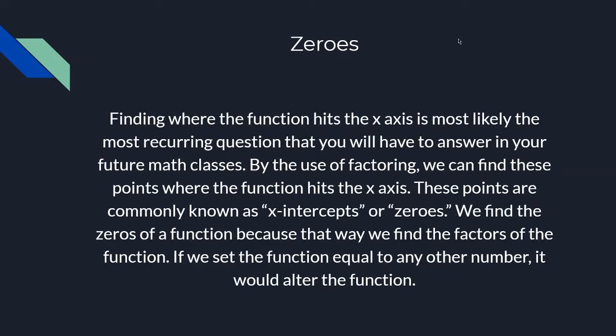Before we start, an important term we need to learn is zeros. Finding where the function hits the x-axis is most likely going to be the most recurring question that you'll have to face in your future math classes. By the use of factoring, we can find these points where the function hits the x-axis. These points are commonly known as x-intercepts or zeros. We find the zeros of the function because that's the way that we find the factors of the function. If we set the function equal to any other number, it would alter the original function.